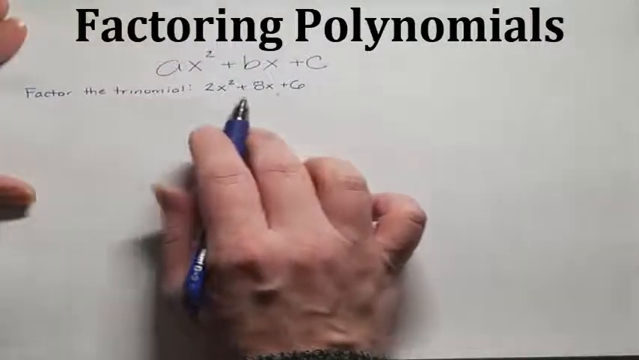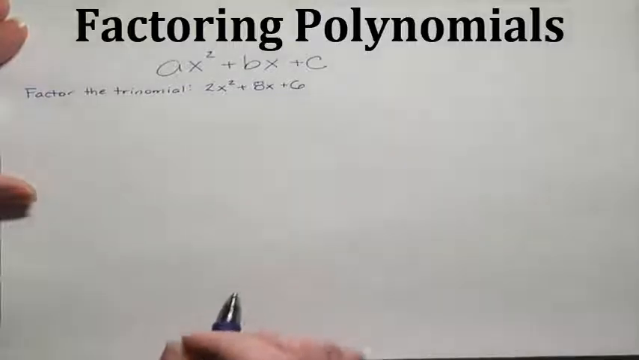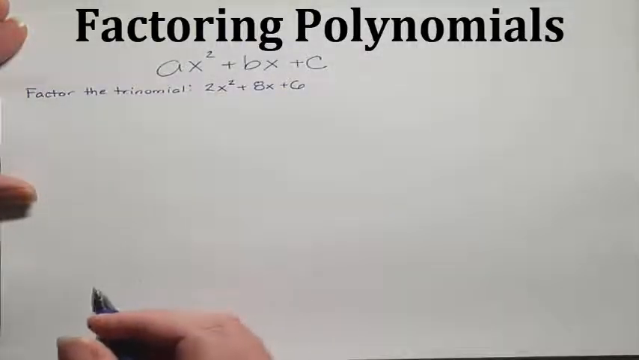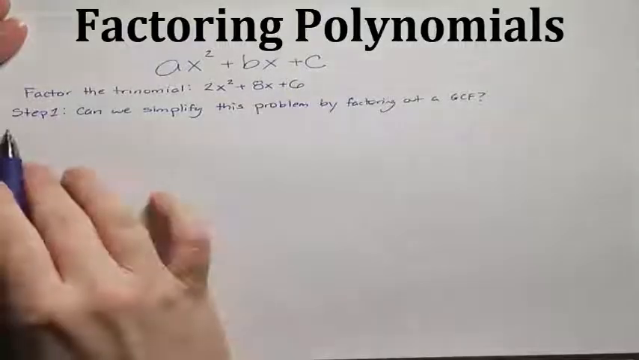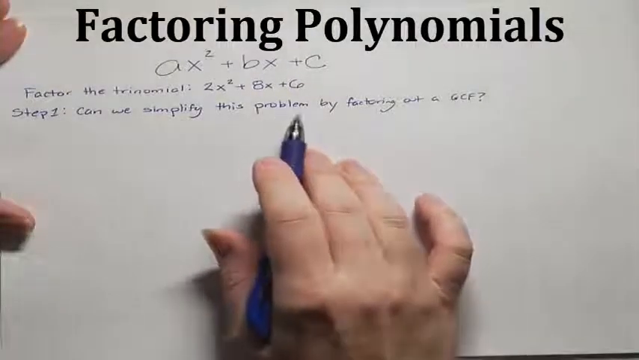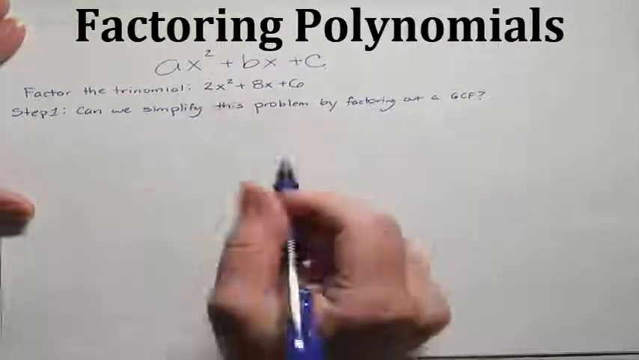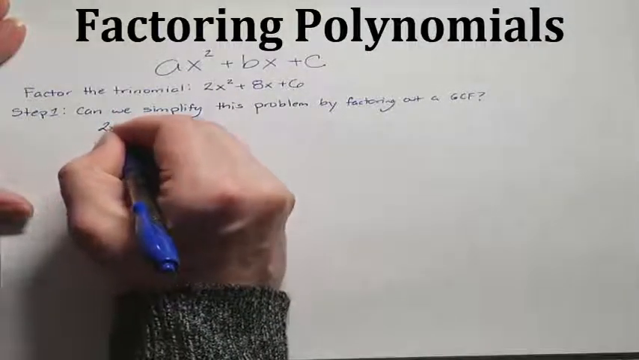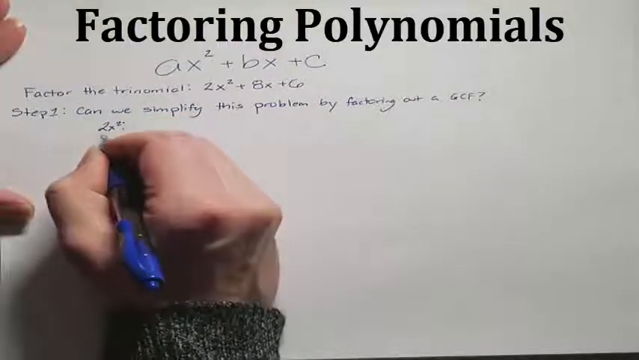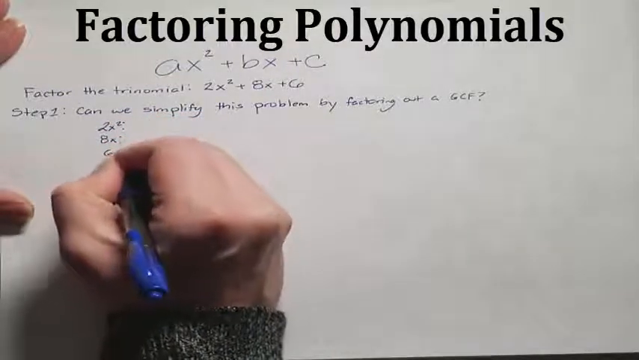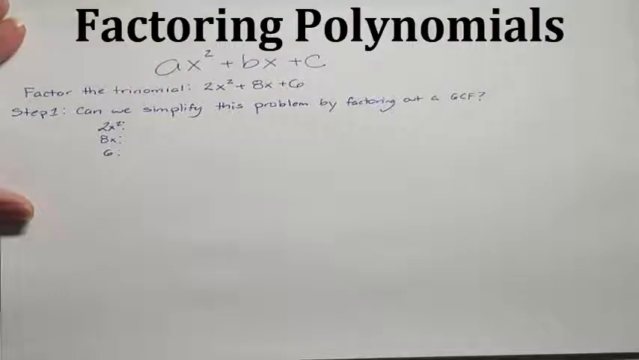So the first thing we want to do is see if there's a way to make this an easier problem with smaller numbers to work with. So step number 1 is to try and factor out a GCF. Can we simplify this problem by factoring out a GCF? So if I have this problem right here, I am going to be looking at 2x to the second power, 8x, and 6. We're going to look at the list just like we did in all of our other lessons.